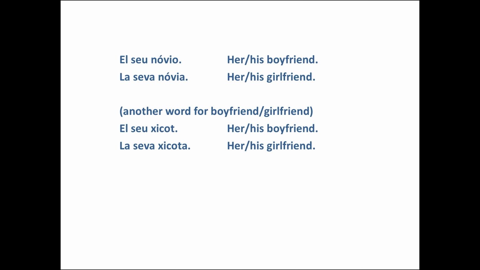So for example, you have el seu nòvio, la seva nòvia, which can either mean her, his boyfriend, her, his girlfriend. In English, when you say her boyfriend, you know that you're talking about a person that is female who has a boyfriend. Whereas if you say el seu nòvio in Catalan, it's ambiguous. The same thing with la seva. It's ambiguous. It doesn't give you any information about the gender of the person who owns it.